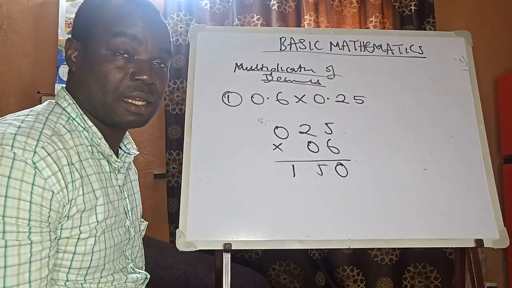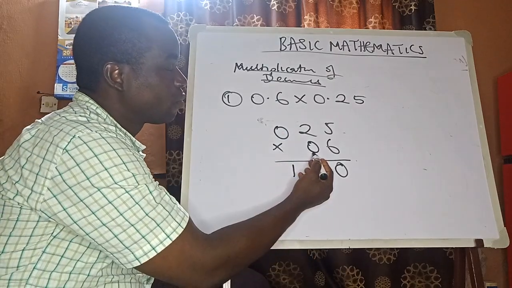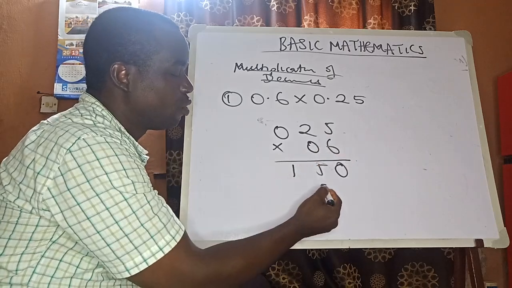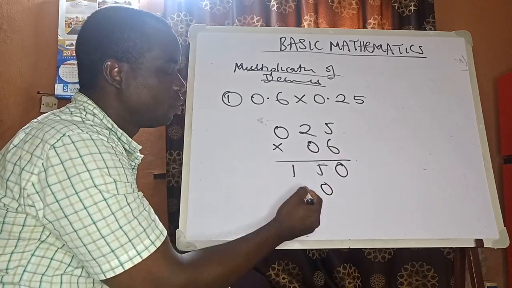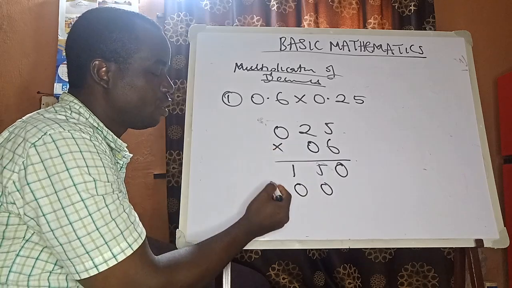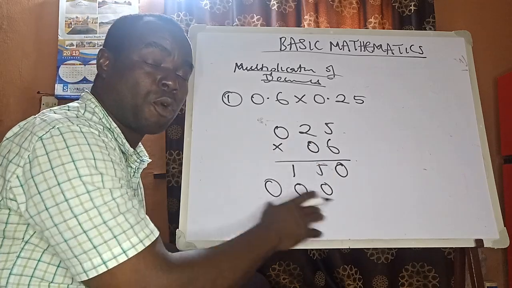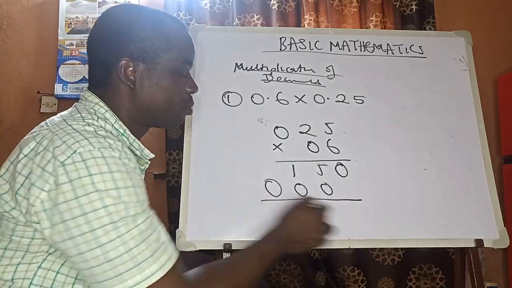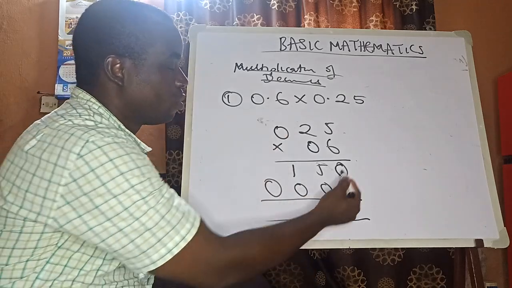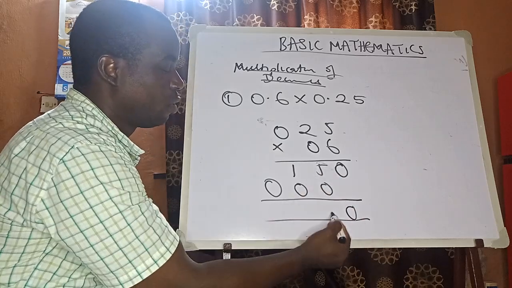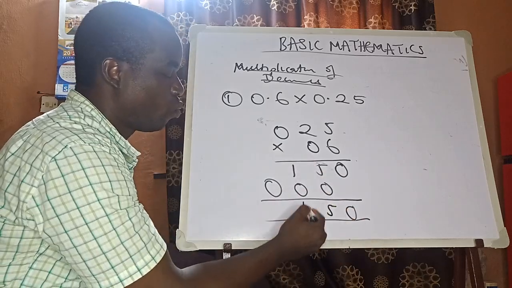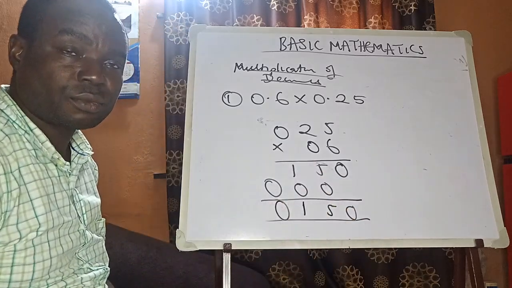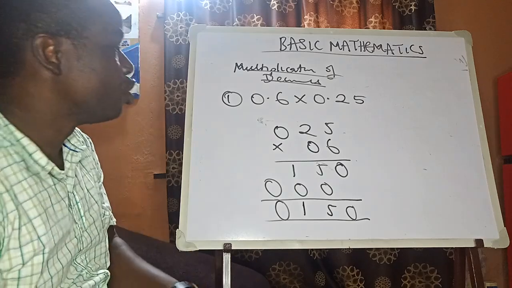I hope it's clear. We now start with this 0. 0 times 5 is 0. 0 times 2 is 0. 0 times 0 is 0. It's still the same as the normal multiplication I taught you in one of the previous videos. So now add it up: 0, 5, 1, and 0. Then what do you do?